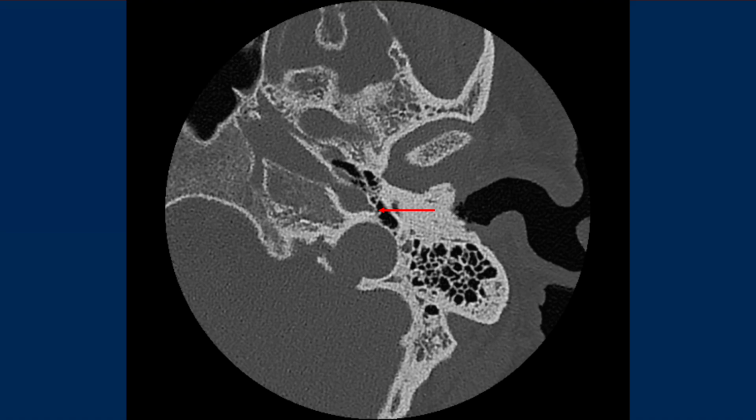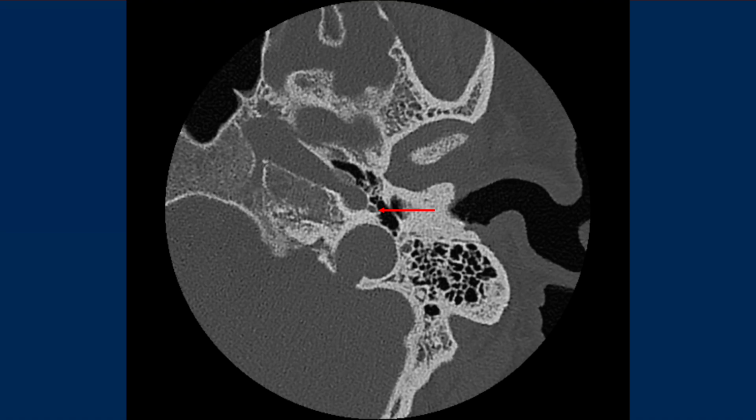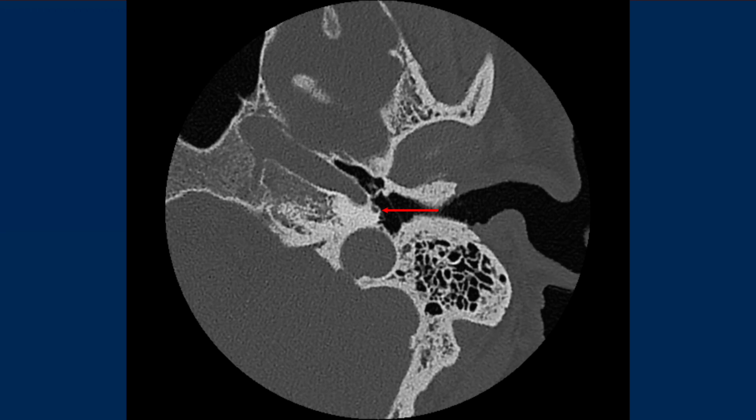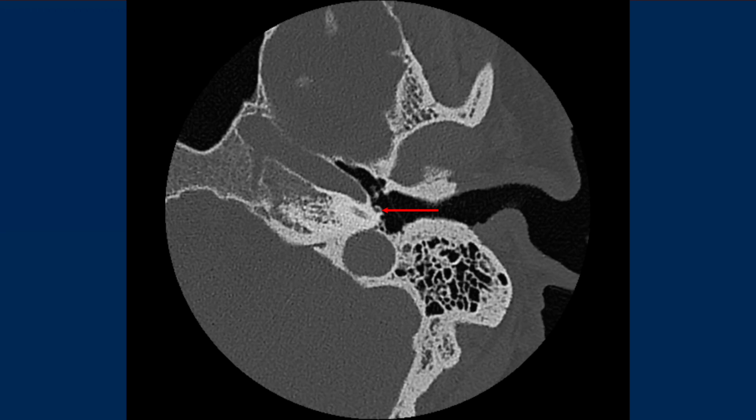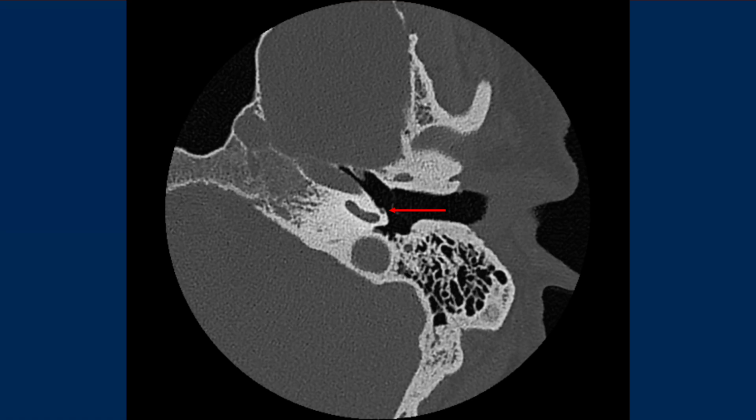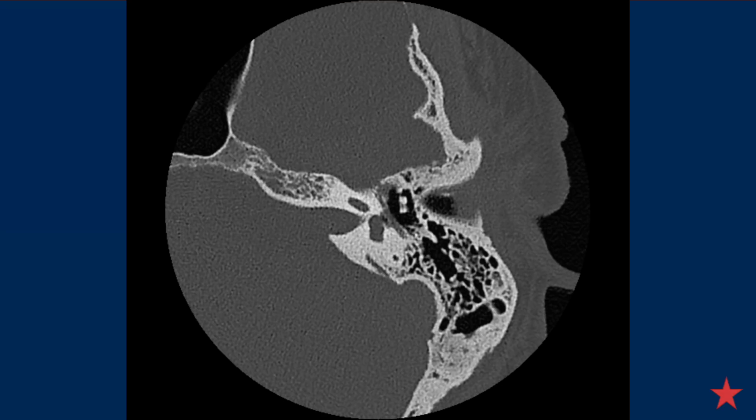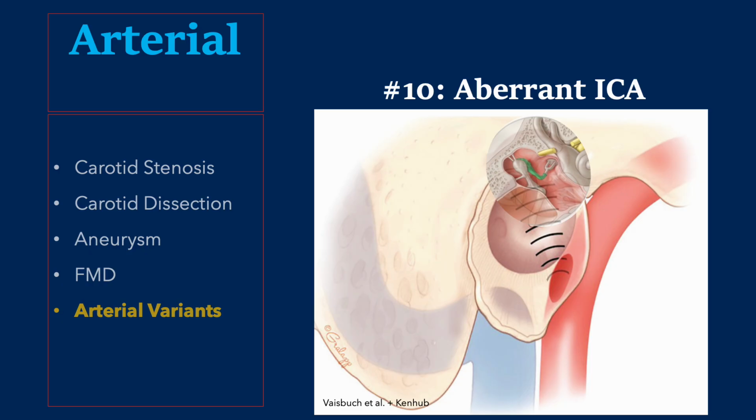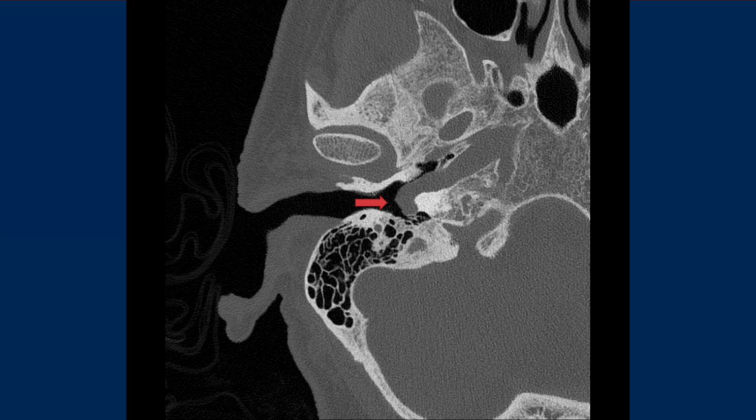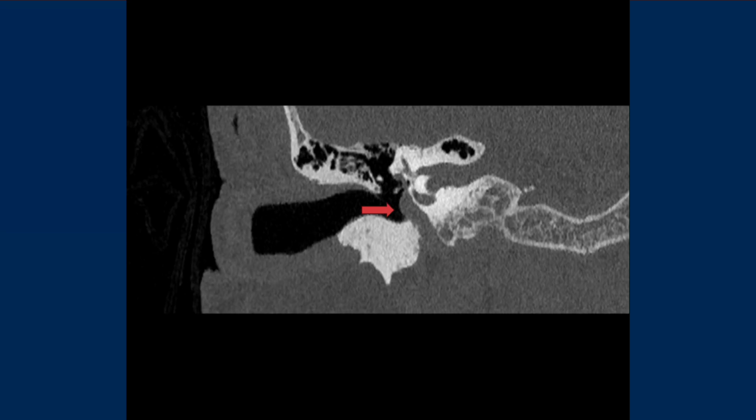As we scroll through the axial images, we see a tubular structure coursing from the posterior aspect of the petrous ICA, and then it ascends through the stapes foramen to the level of the facial canal. Another important anatomic variant is the aberrant ICA. This results in a more lateralized ICA in the middle ear, as well as a more posteriorly positioned ICA in the middle ear on axial and coronal images.